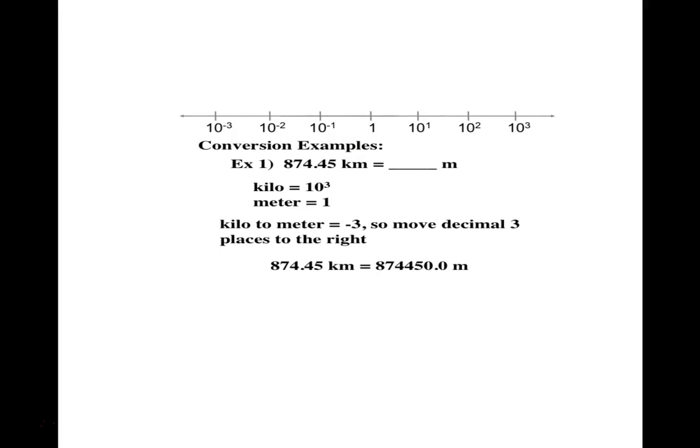But because you're moving into smaller units, you will need more of those, so that 874.45 km would then move to the right the same number of values, which would be 3, and that becomes 874,450.0 meters.